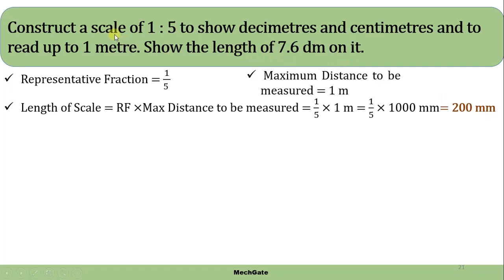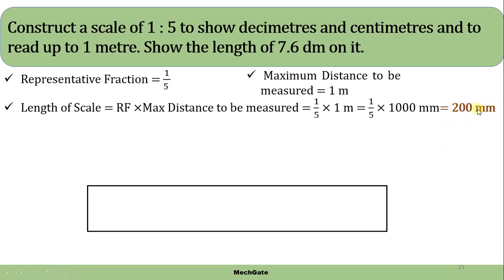Now since the maximum distance to be measured is 1 meter, which is equivalent to 10 decimeter, we will divide this length into 10 equal parts, right? So let's first prepare the rectangle having the length equivalent to 200 millimeter and divide this rectangle into 10 equal parts. So each part will be of 20 millimeter. So let's divide this, right? At the end of the first division, let's put a 0 mark over here.